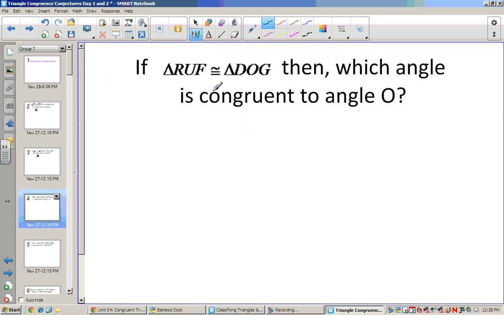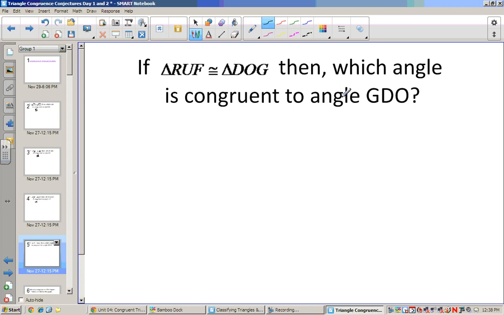Now if we look at angles, what angle is congruent with O? Hopefully you know that's angle U. And what's congruent to angle GDO? That'd be FRU. Angle FRU.